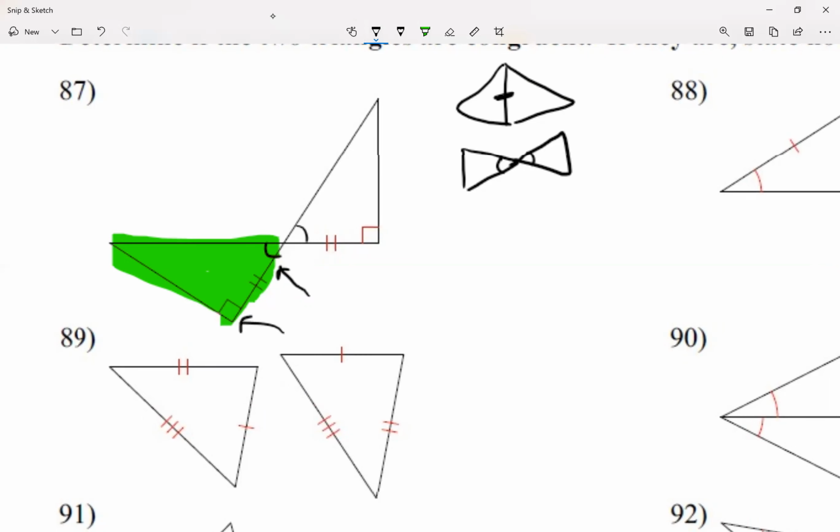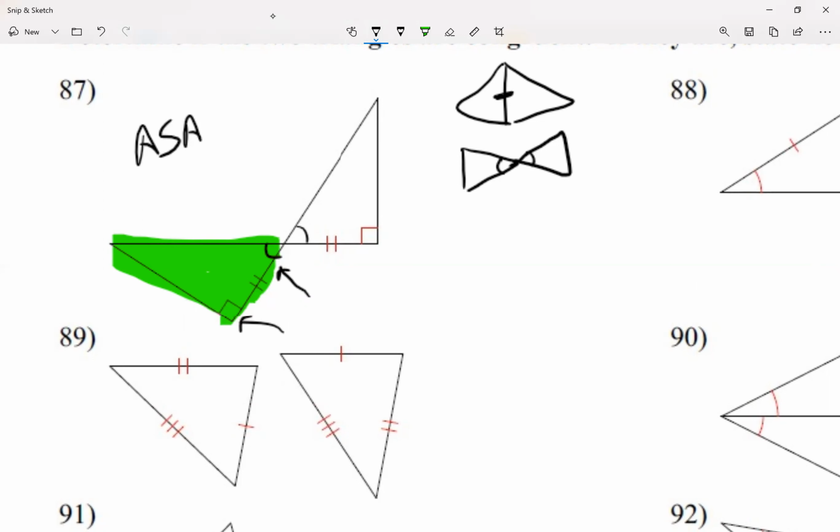So I'm gonna write two A's to begin with. And then there's also a side. My question is, is the side in between the angles? Yeah, it is. So let me put the S in between. Quickly take a look at the other triangle. Yeah, it is marked the same way. So angle, side, angle. That's it.